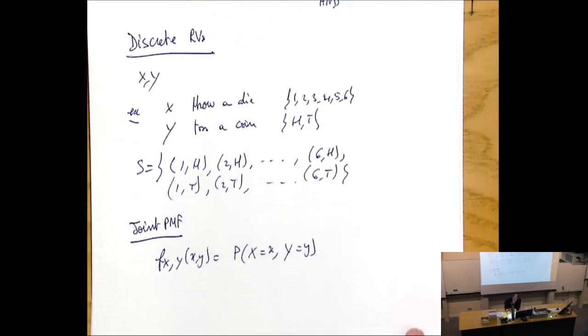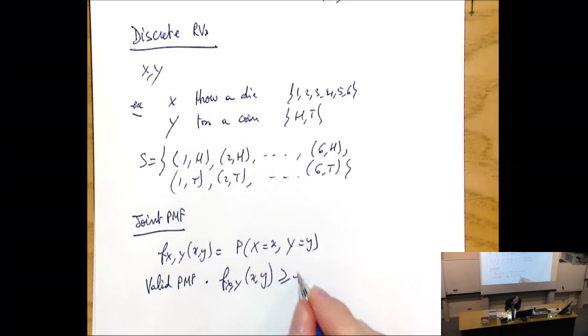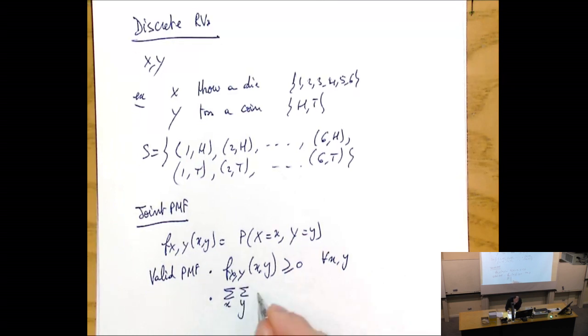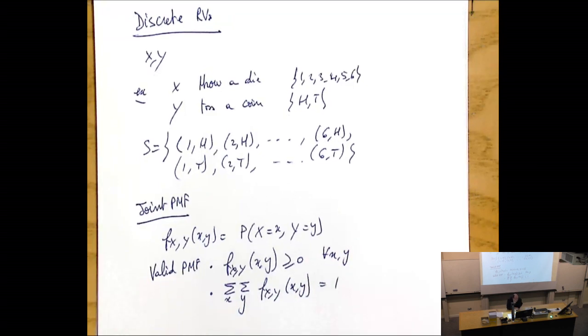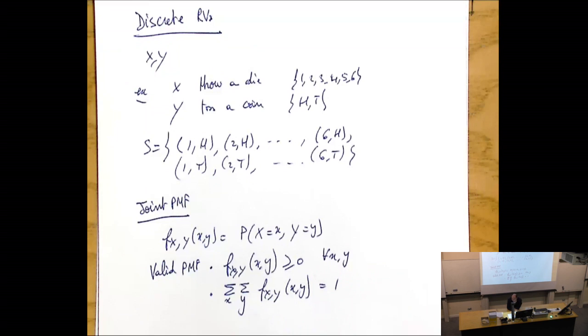Okay, and so if I want to look at the probability of a certain event, obviously this has to be a valid PMF. That means that this has to be positive, for all x and all y. And if you sum over all realizations of x and all realizations of y of this joint probability mass function, you should get 1, in the same way as what we had for single random variables. That would essentially mean that the probability of the universal event occurring is equal to 1.